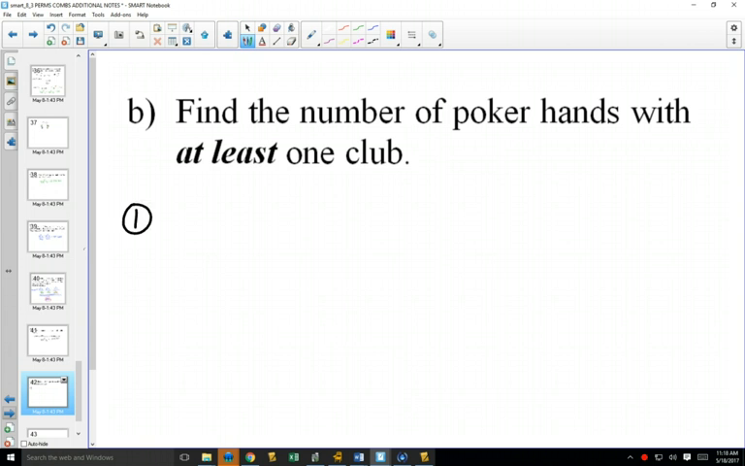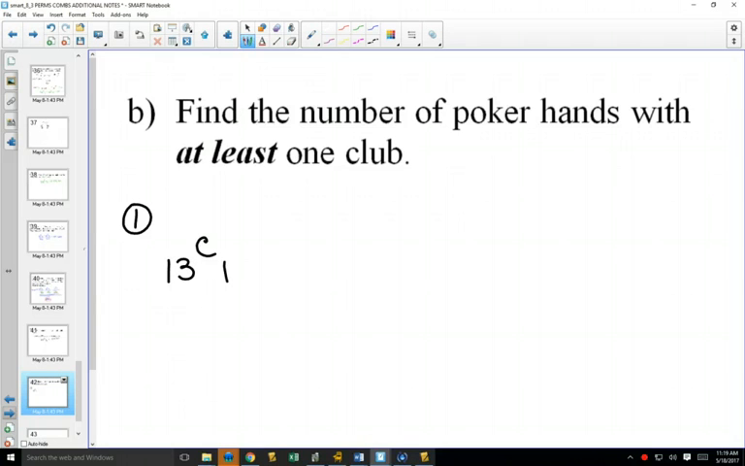Sales pitch number 1. Well, I just found out that I want at least 1 club. I'm going to say to myself, well, how could I do that to guarantee that I have at least 1 club? So I take out all 13 clubs and put them in a separate pile. And I go to those 13 cards and I choose one of them. That gives me at least 1 club.